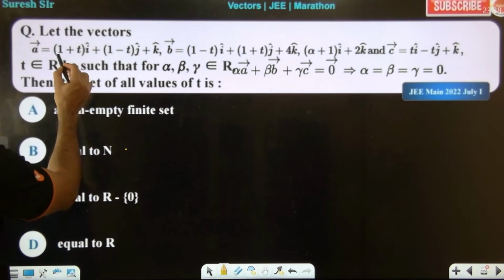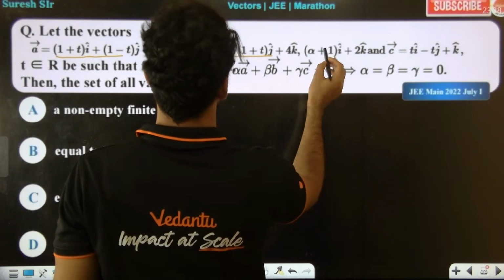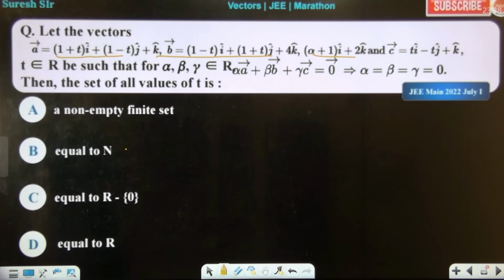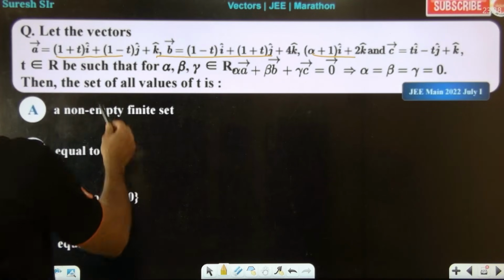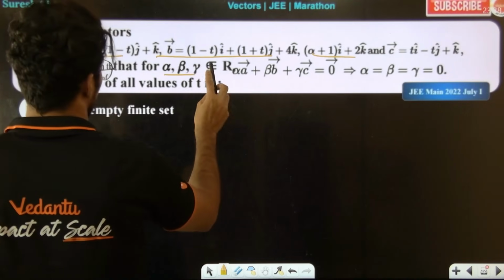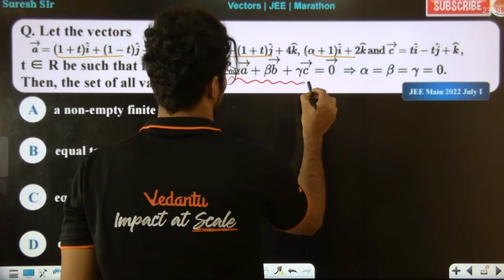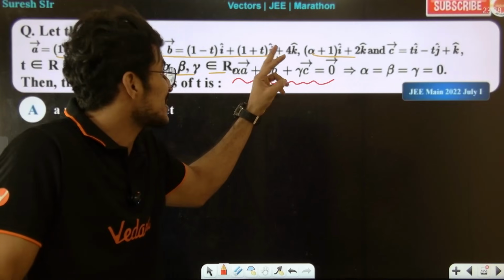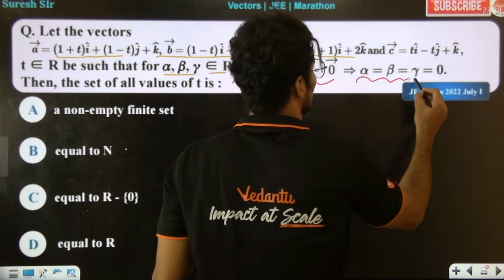Check. A vector is this, B vector is this, and C vector, right? So t belongs to R such that alpha, beta, gamma belong to real numbers. Now here is an important concept, everybody should listen to me. What have they given here? Alpha into A vector plus beta into B vector plus gamma into C vector is equal to 0 if and only if alpha, beta, gamma all of them are 0.